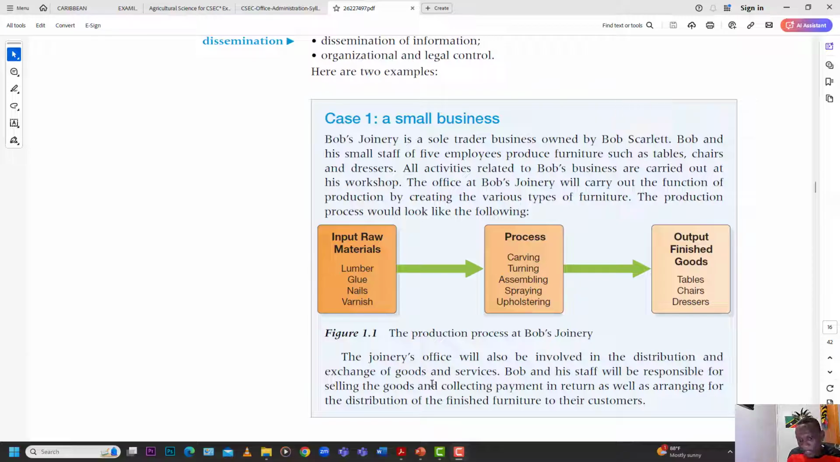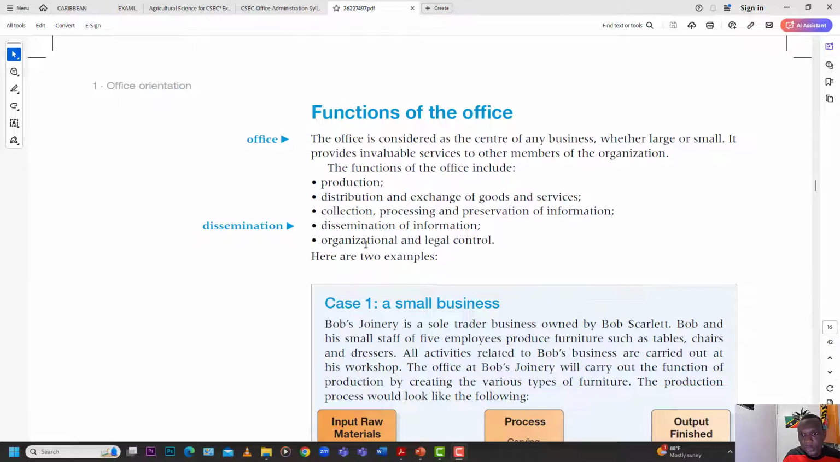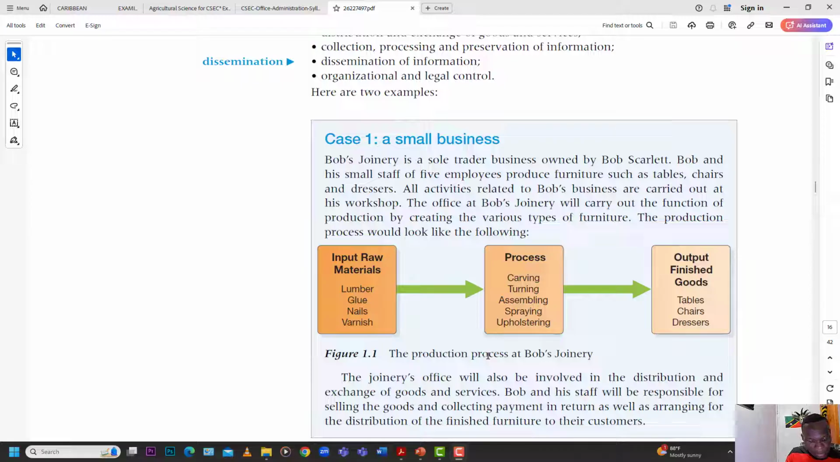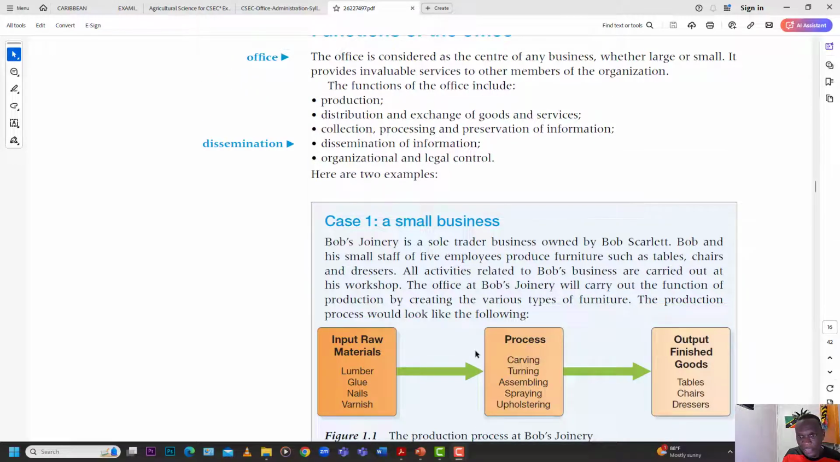You need an office to be that point where you carry out production, distribution, and exchange of goods and services. Because imagine you make the furniture, you have to sell it, you have to get it to the people. The collection process, right? Collection, processing, and preservation of information. They are your customers. You have to collect their name, their location, those kinds of information, right? You have to collect, and of course, if you are wise enough, you save the information for later on.